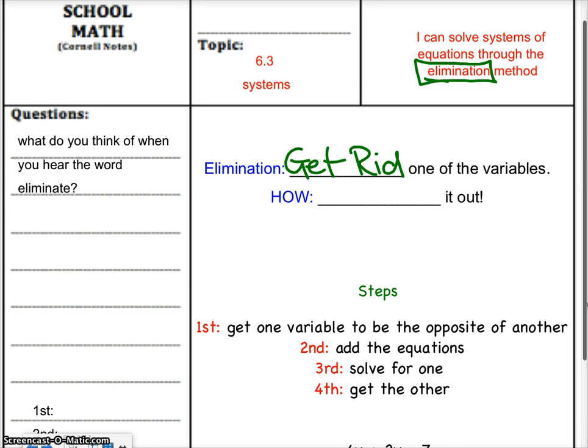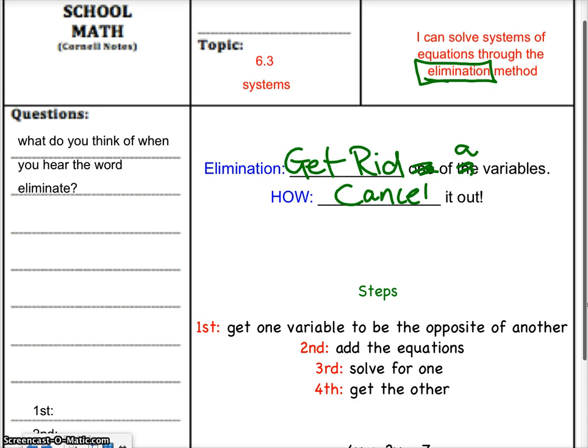of one of the variables. Get rid of one of the variables. Excuse my grammar there. You're getting rid of a variable. You're not going to get rid of two variables. You're going to get rid of one. Okay? How? Well, we want to cancel.